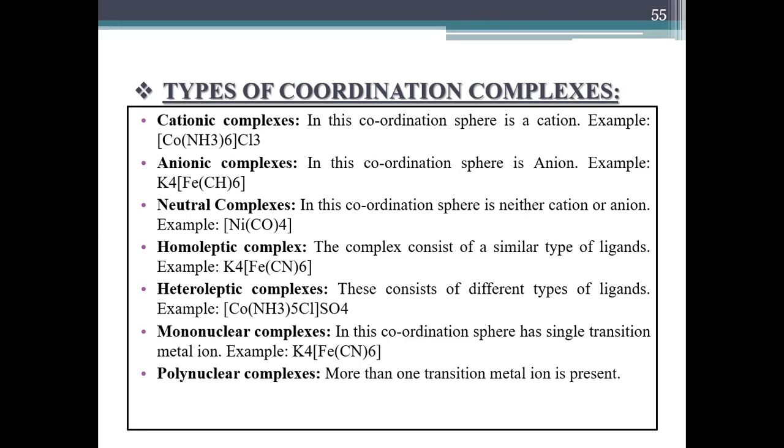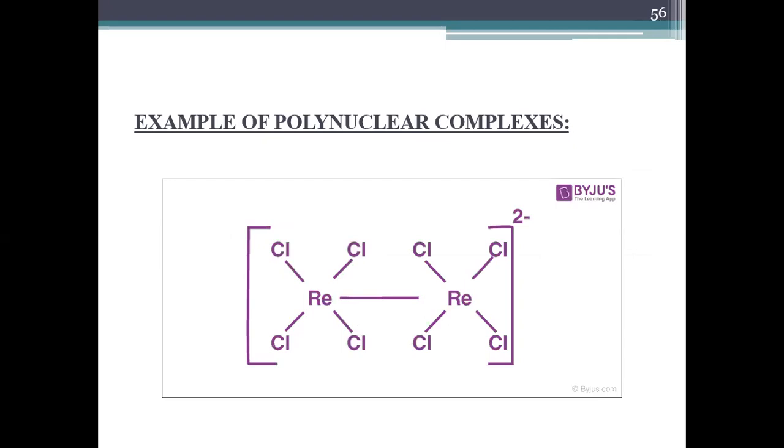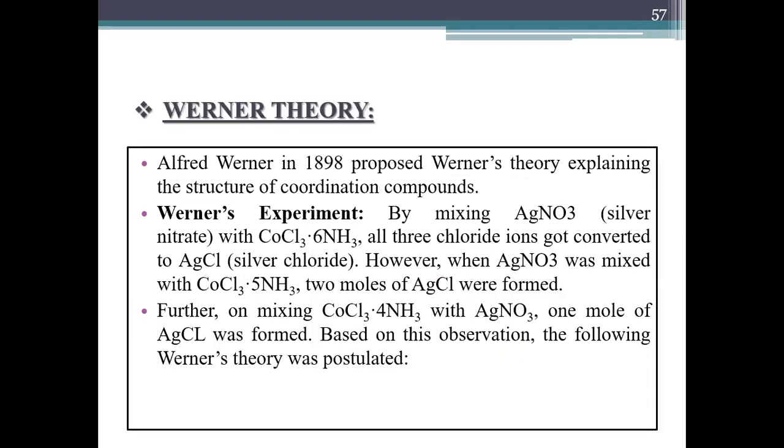Mononuclear complexes: in this, the coordination sphere has a single transition metal ion, and in polynuclear complexes, more than one transition metal ion is present. This is the example of a polynuclear complex. Next one is Werner theory. Alfred Werner in 1898 proposed Werner theory explaining the structure of a coordination compound.